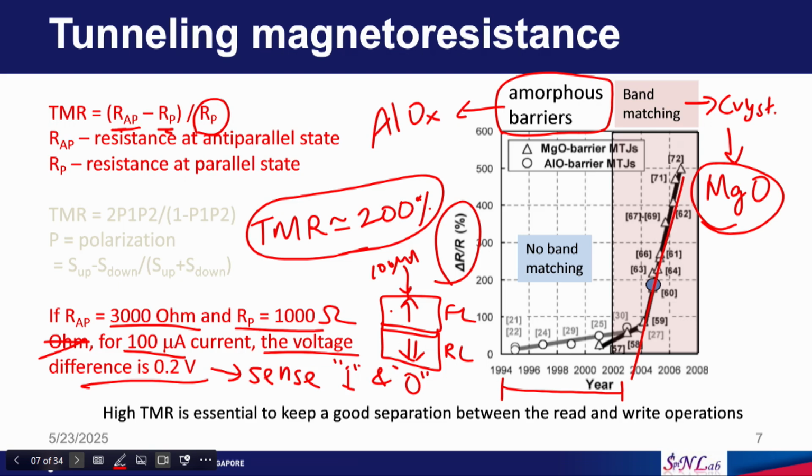If you remember the GMR example, the difference was only about 1 millivolt. Now it is like 200 millivolt, which is enough to sense 1 and 0. Because of this reason, people do not use AMR or GMR. People use magnesium oxide as the barrier, which can give rise to 200% TMR for reading information in MRAM.